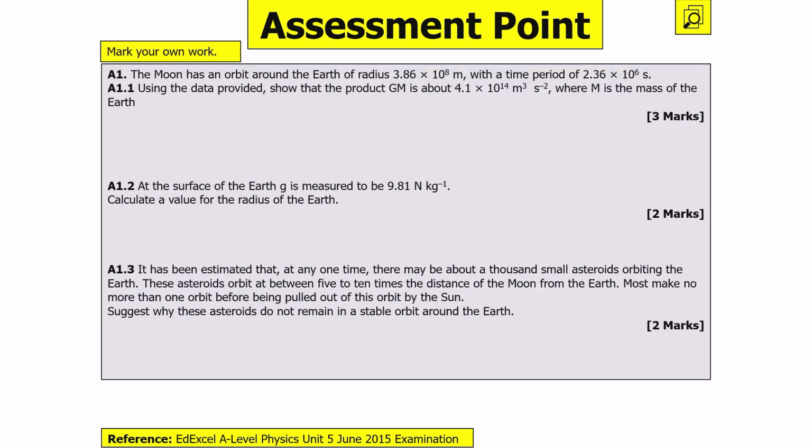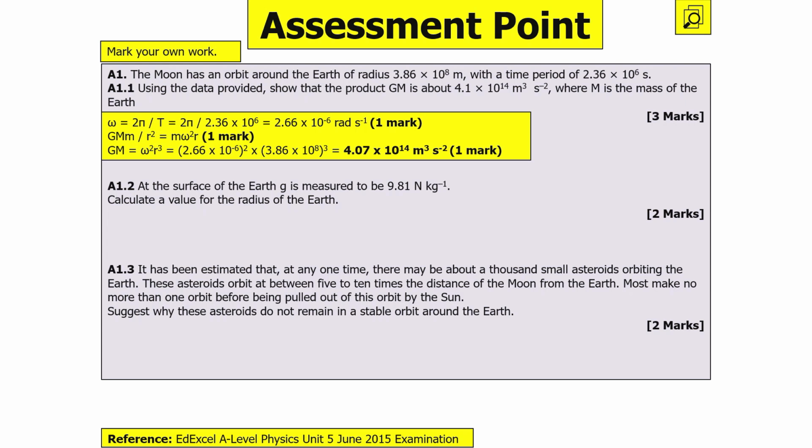Right, in our first one, we know omega is equal to 2 pi over T. So it's 2.66 times 10 to the minus 6 radians per second. We know GMm over r squared equals m omega squared r, as the centripetal force is the gravitational force. So at that point, we can work out GM to be equal to omega squared r cubed. Pop in the value, we get 4.07 times 10 to the 14 meters cubed seconds to the minus 2.